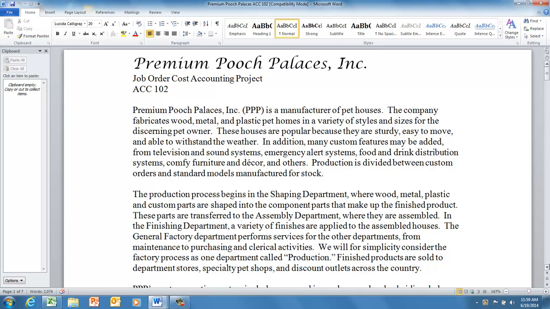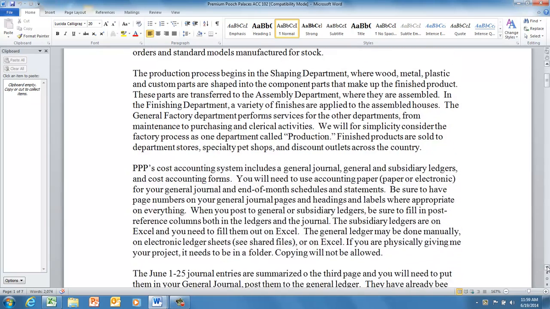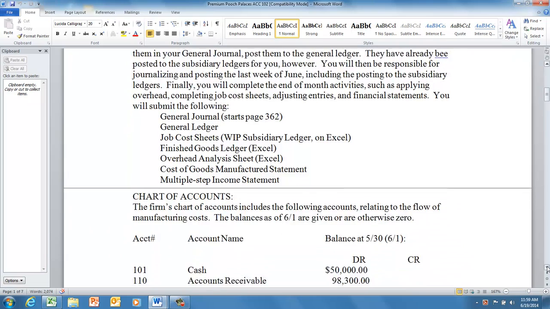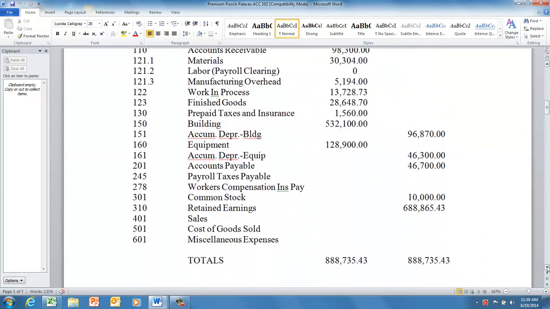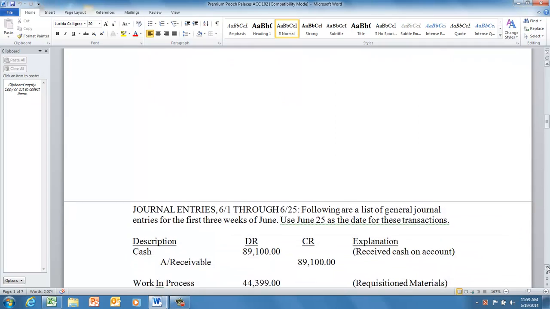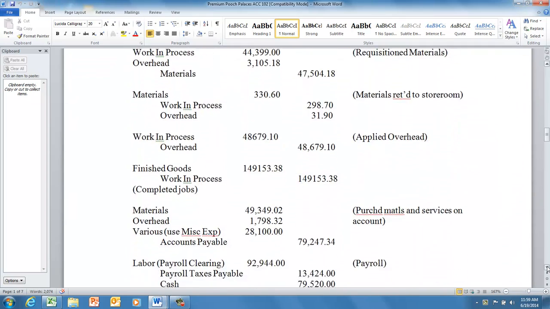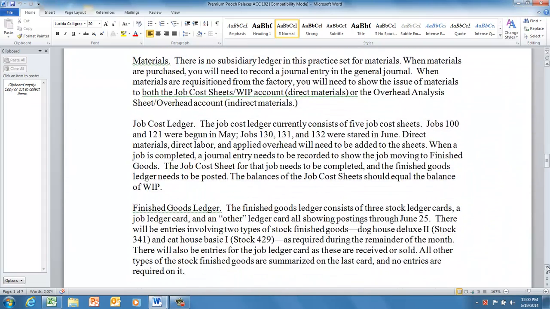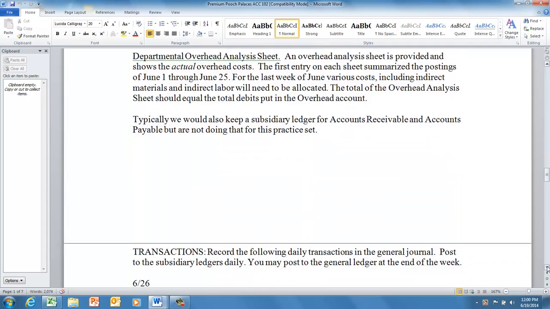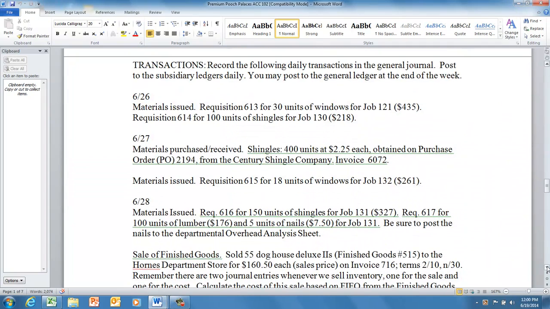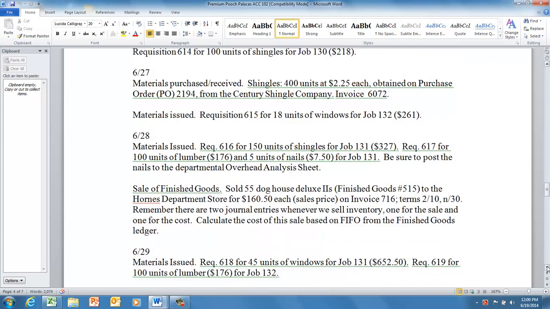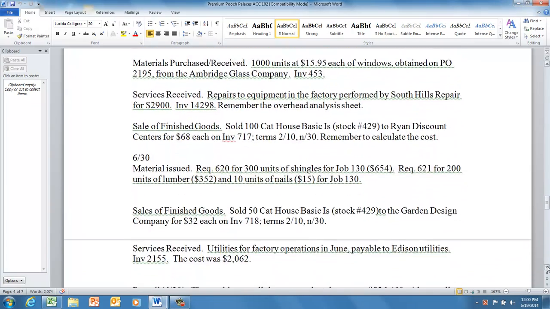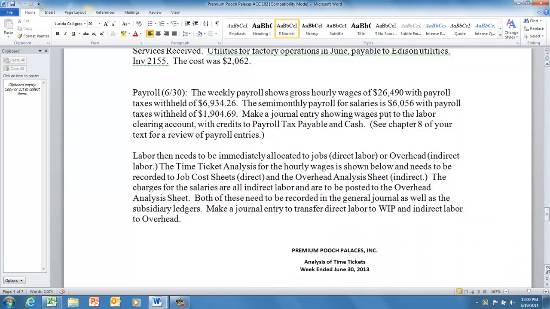Here we are back at Premium Pooch Palaces, and today we're going to talk about how to do the journal entries for and posting for the labor or payroll. If you take a look at the end of your regular transactions, which start on the 26th, we're going to go to the end of those.